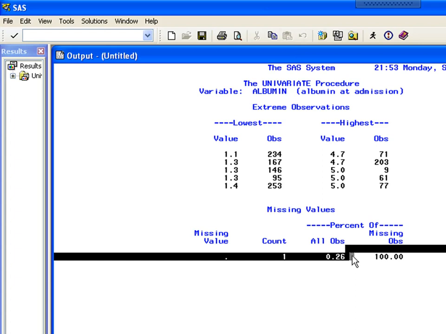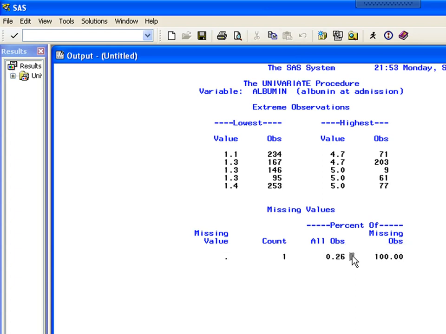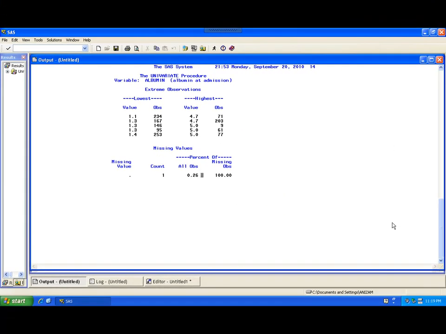That's not a very high level of missingness. If there was a high level of missingness, I don't know what, 10%, 15%, 20%, now you start to worry that maybe your sample is really not representative because you've got such a high degree of missingness. That's not the case here, luckily. So there you go. We're done with this particular proc univariate output.